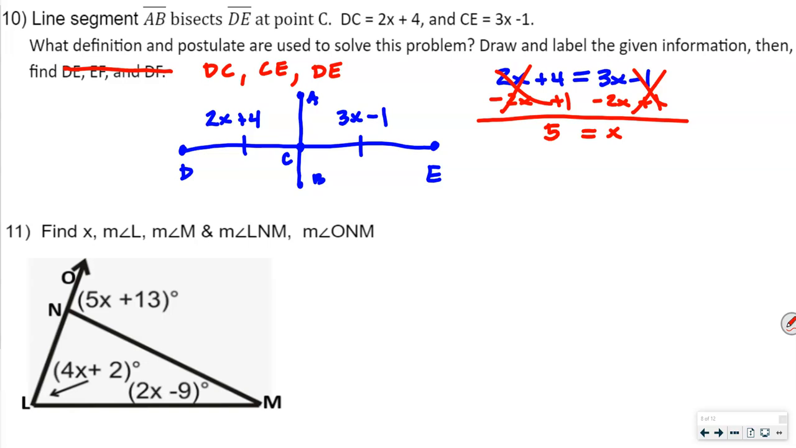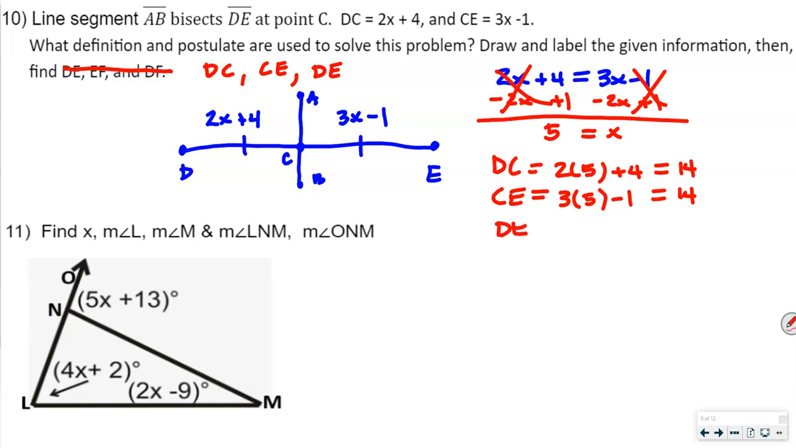So now it's asking us to solve for these different lengths, right? So DC is going to be 2 times 5 plus 4. That's going to be 14, right? Then CE is going to be equal to 3 times 5 minus 1, which is 14. Now, do you notice that they're the same length? They should be the same length, right? Because doesn't it in the drawing show us that they're congruent? Indeed. Then we can do DE, which is equal to 14 plus 14. So that's equal to 28.